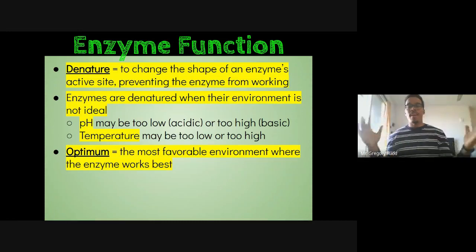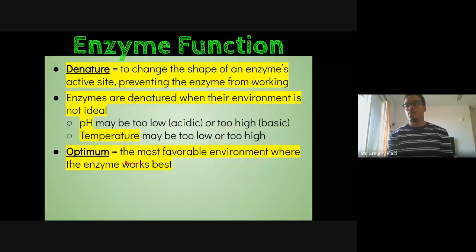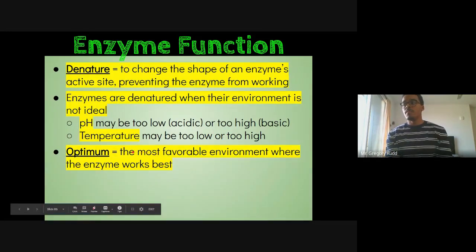They need to be surrounded by typically water that is the right temperature, the right pH. And those are the two things that we really focus on in this biology class. There are some other conditions as well, but for the most part, we're just thinking about pH and temperature. Every enzyme has a favorite set of conditions, and that favorite set of conditions is called the optimum. This is the most favorable environment where the enzyme works best.